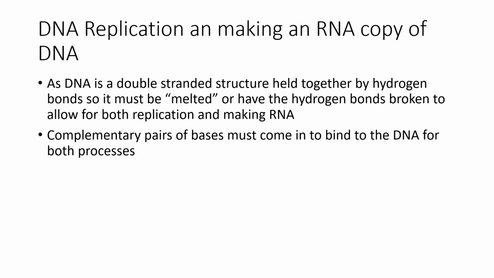Now, how this works. DNA is a double-stranded structure, held together by hydrogen bonds. And so when we want to make RNA, we have to melt it, what I mean is we have to break the hydrogen bonds to allow things to go in there. It's going to bind to the complementary pair. So the C will bind to the G and so on. When we're making proteins, the same thing happens, except we make RNA from the DNA first, and that's actually what you're going to use to make your proteins.